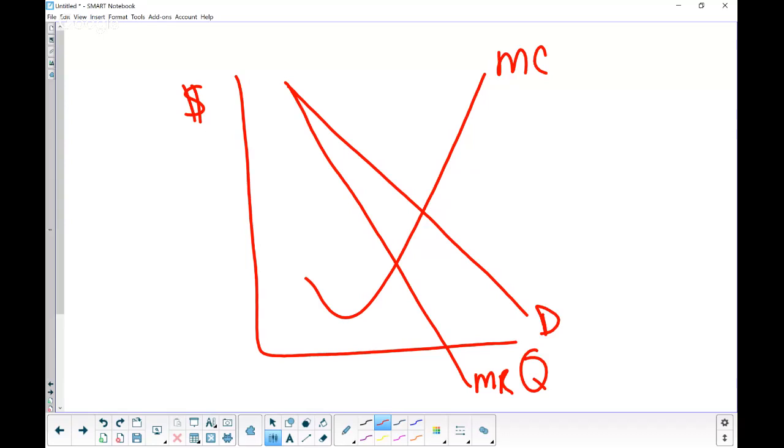Again, I like to draw in my marginal cost and marginal revenue intersection first. So this is going to be our quantity for the firm, or for the monopoly, or for the monopolistically competitive firm. Okay. Notice again, our quantity goes up to the demand curve, which is how we get our price. So this is the price of the monopolistically competitive firm. Keep in mind, these are the exact same graphs.